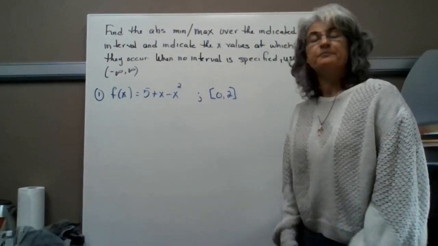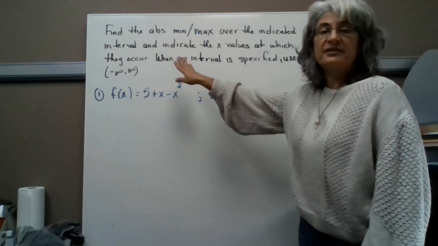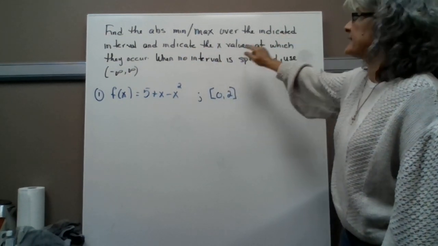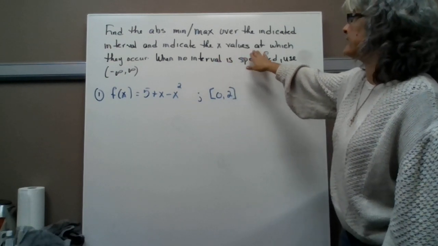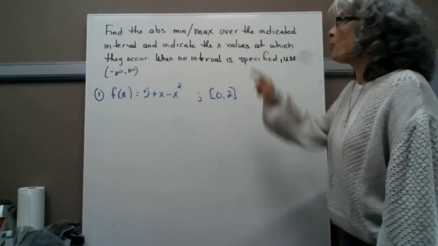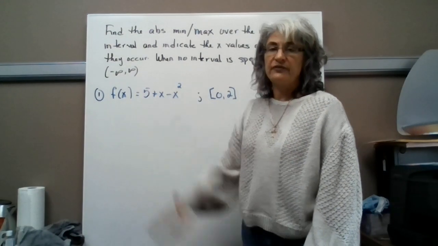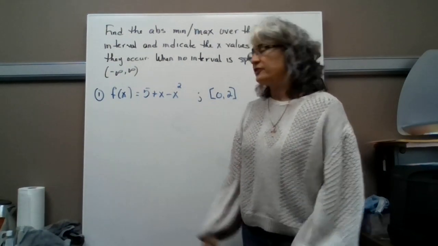Okay, I'm back. So, the directions ask us to find the absolute min and maximum over the indicated interval and indicate the x values at which they occur. When no interval is specified, use the interval of negative infinity to positive infinity. So let's look at problem number 1.